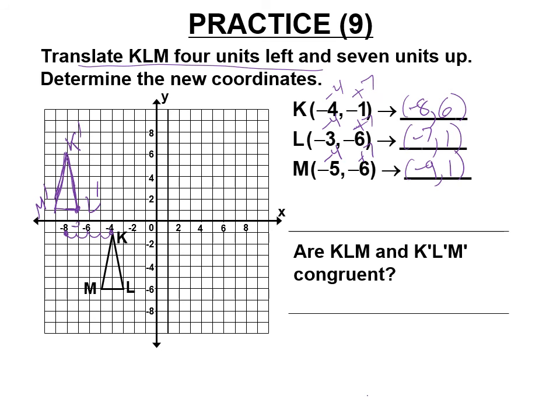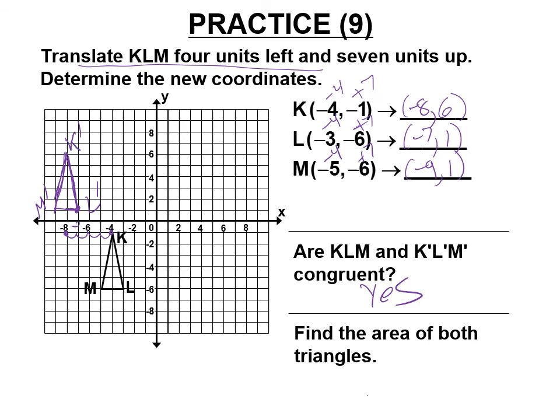Are KLM and K prime, L prime, M prime congruent? Yes, they are. Find the area of both triangles. It's 1/2 base times height. The base is 2, and the height is 1, 2, 3, 4, 5. And it's 5 square units again, boy. That's easy.